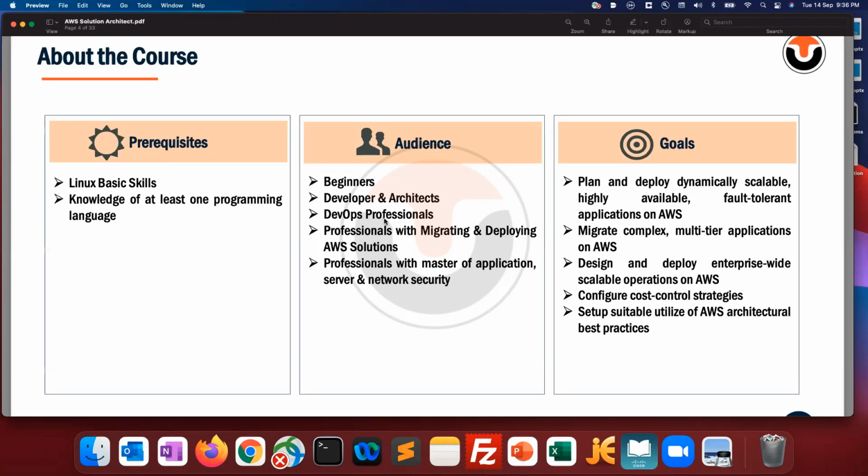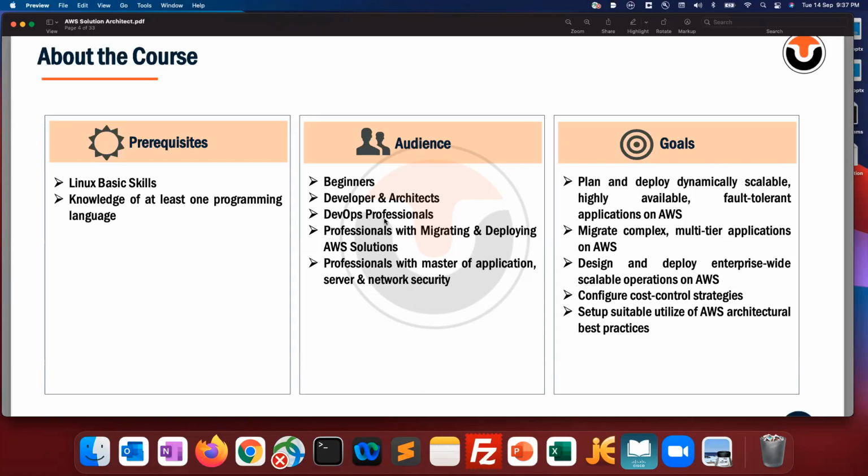Design and deploy enterprise-wide scalable operations on AWS and configure cost control strategies. Somebody who is in the finance of your IT organization will be really interested: how are we going to fund this? How are we going to expense these AWS services? So how do you optimize the AWS services cost strategies, which we're going to discuss, and set up a suitable utilization of AWS architectural best practices.